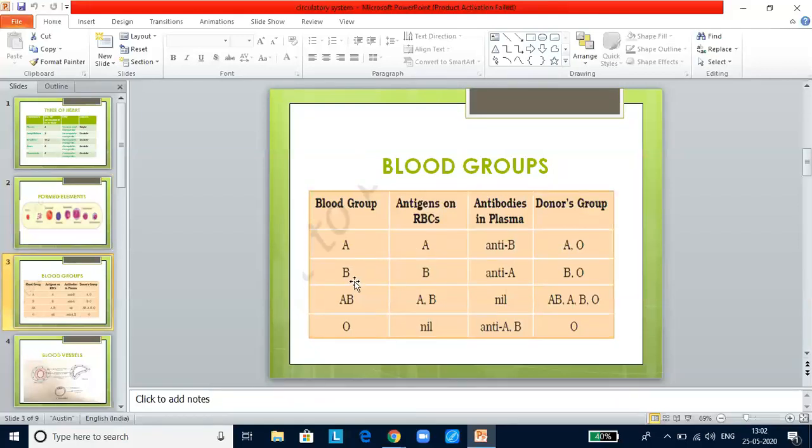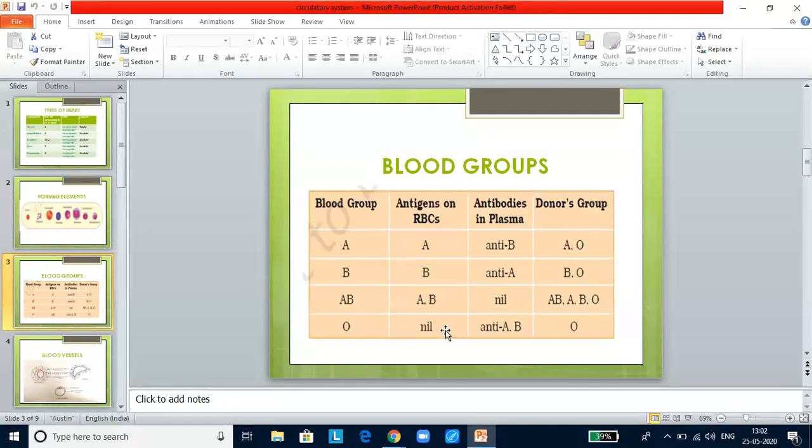Now, if you look at blood group B, the antigens present on its RBCs are B, antibodies are anti-A, and it can receive blood from B and O. AB has both antigens A and B. There are no antibodies in the plasma, therefore it is a universal recipient. It can receive blood from A, B, and O.